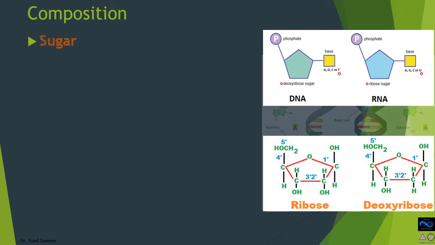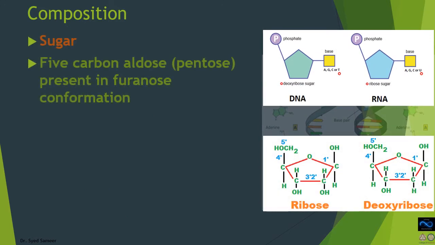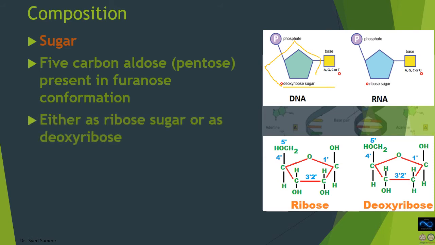The sugar component of the nucleotides is a five-carbon aldose, a pentose, which is present in furanose form, as you can see in the accompanying picture, the five-carbon unit of the sugar. The difference between the two nucleic acids, deoxyribonucleic acid and ribonucleic acid, is the sugar. In RNA, it is ribose type, and in DNA, it is deoxyribose type.